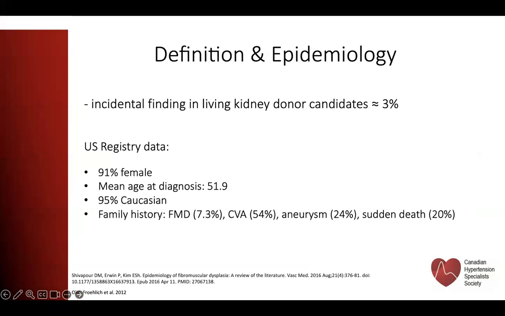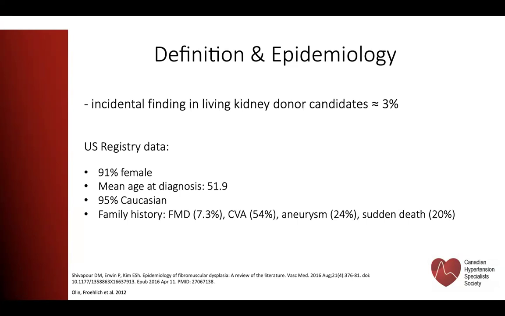The epidemiology of fibromuscular dysplasia is not super well understood, and the prevalence in the general population is really not clearly defined. We do know that in living kidney donor candidates, there's FMD found incidentally in about 3% of patients. Of course, living kidney donor candidates may skew in either direction. They may be healthier than the general population. For example, patients are usually normotensive if they're being considered for a kidney donation.